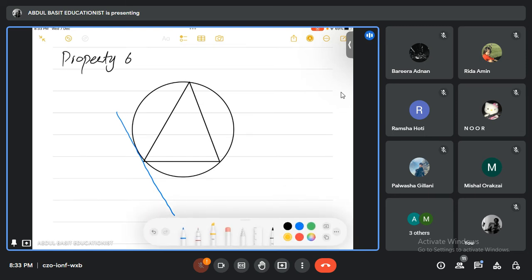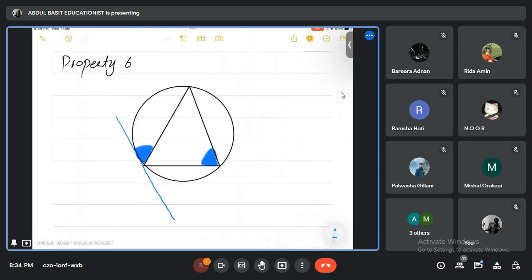Please pay attention, okay? You can see that this angle would be equal to the opposite interior angle. Which angle is opposite interior? This one or not? And this angle, let me change the color because I'm going to draw another one. This angle would be equal to the opposite interior angle, which is this angle. Is it clear?